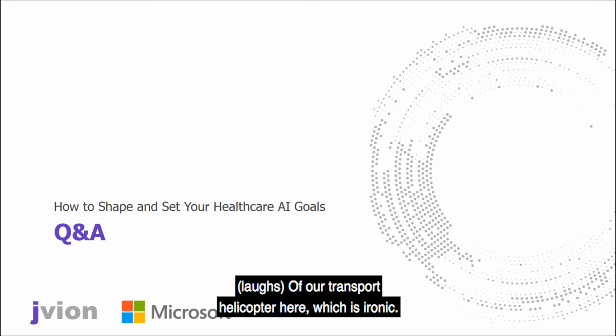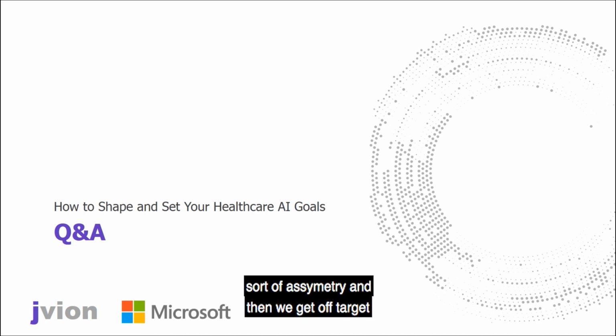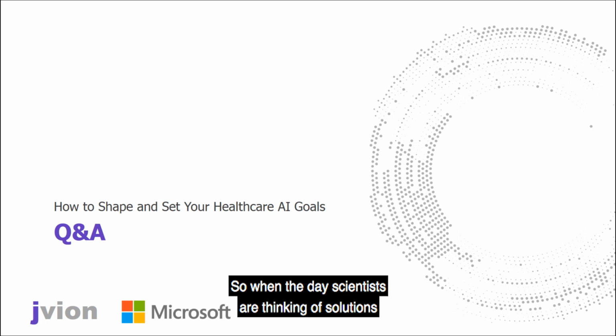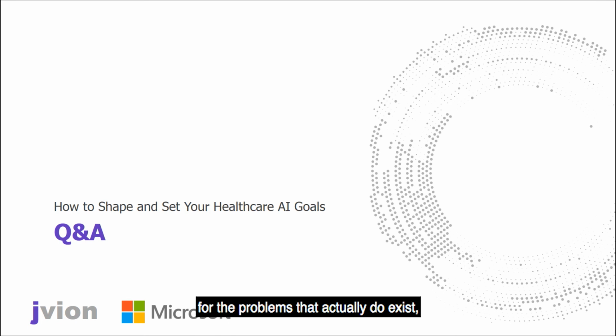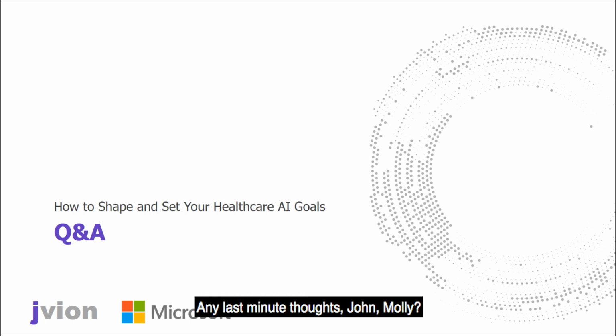Great. Well, I think those are great answers, but I'm also trying to fight the noise from the helicopter, which is technology, of our transport helicopter here, which is ironic. I'm always trying to bridge the clinicians with our data scientist colleagues, and sometimes when either side is predominant in a liaison relationship, we see asymmetry and then we get off target of what we're trying to achieve, which is great patient outcomes. When the data scientists think a solution is going to be very important for a problem and don't get the clinicians involved, and vice versa, I see solutions that are just not going to be adopted. Both sides can work even harder to come to the middle and do what I call design AI, which is what John said at the very beginning: coming up with solutions for the problems that actually do exist and are actually creating a burden for our clinicians.